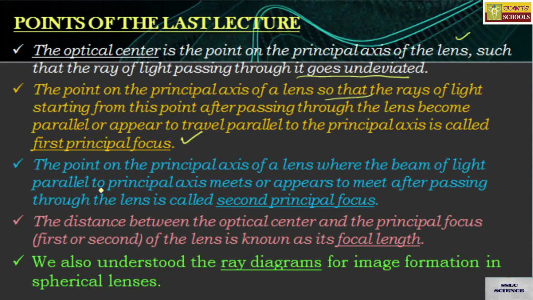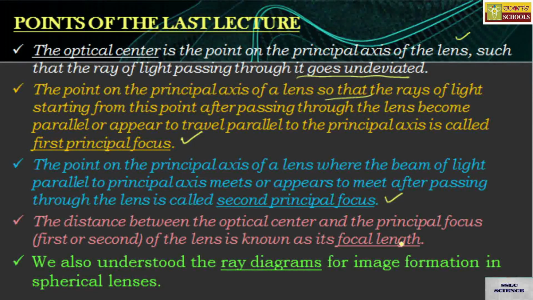The second principal focus is again the point on the principal axis of a lens where a beam of light parallel to the principal axis meets or appears to meet after passing through the lens. This is the second principal focus.